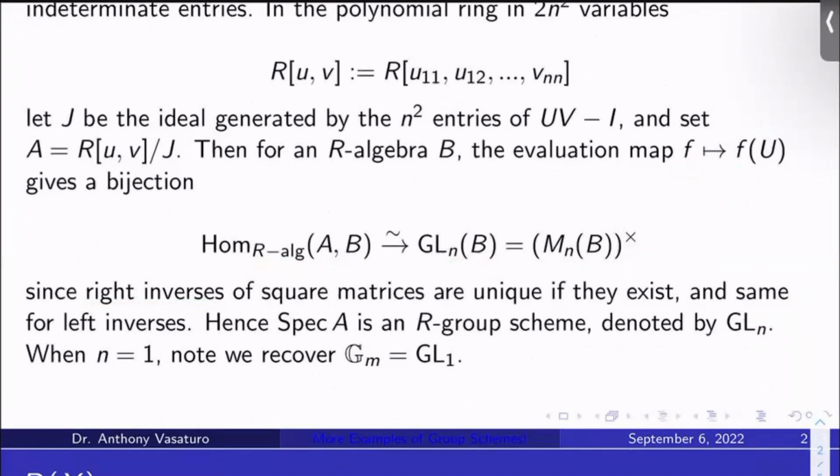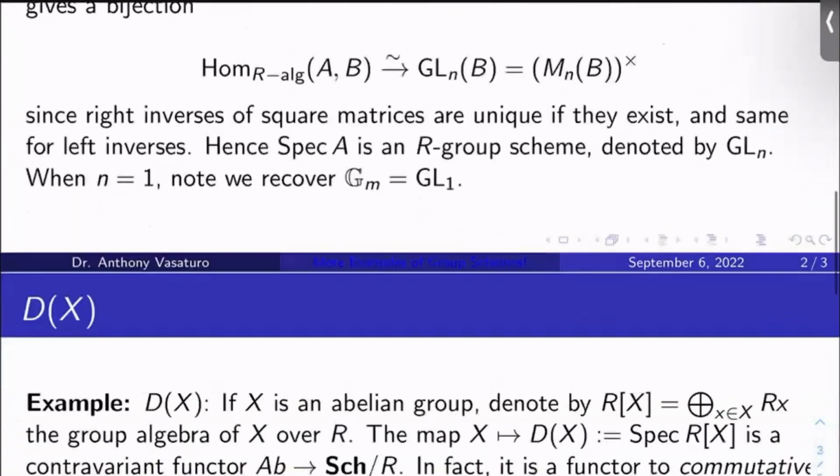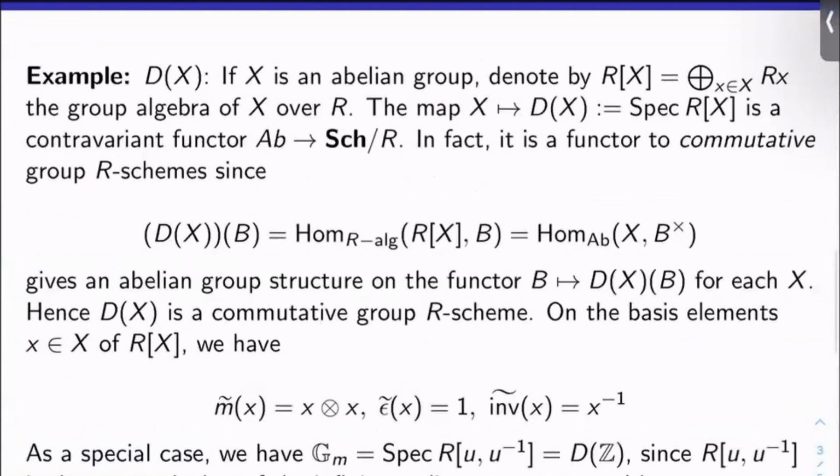Okay, and so Spec of A is a group scheme then, based on what we've talked about in previous videos. And we denote this guy by GLn. This is the general linear group scheme. Okay, and when n equals 1, this is none other than G sub m, the multiplicative group, which is GL1 from last video.